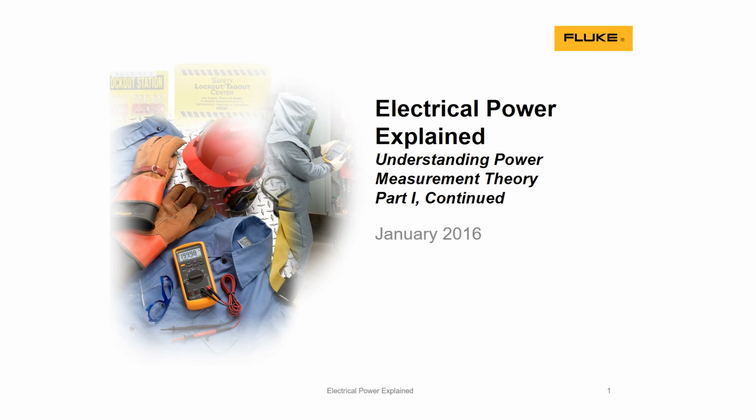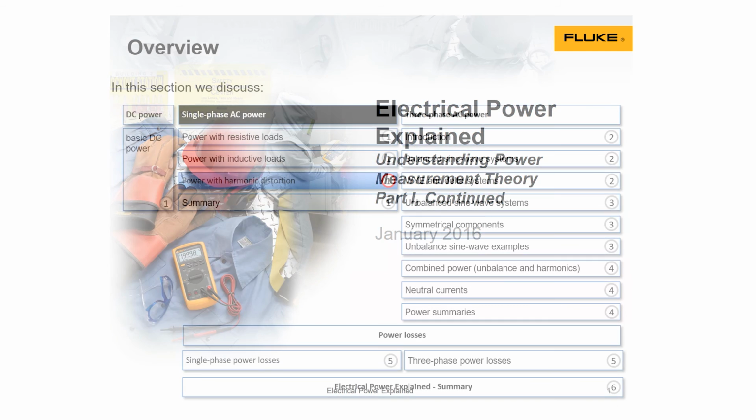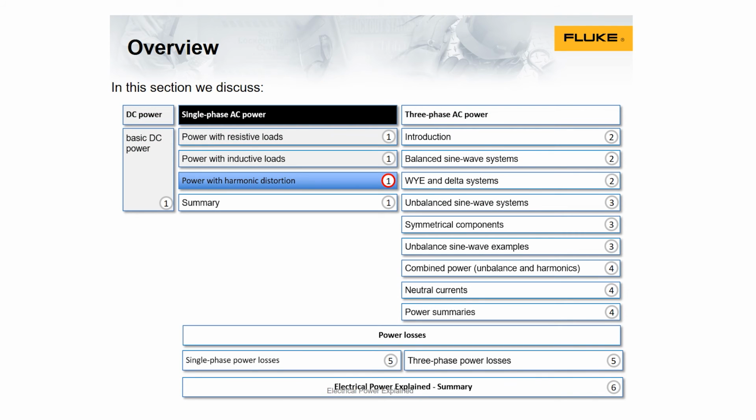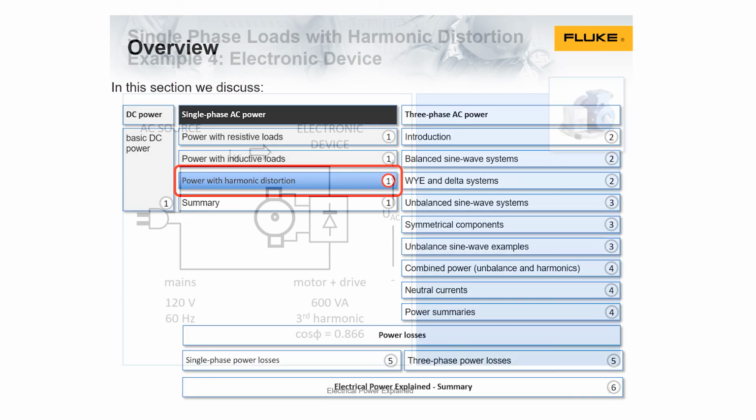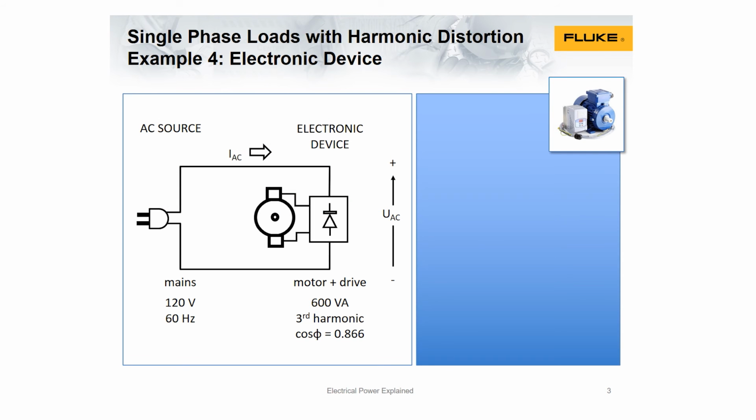Electrical Power Explained, Part 1. In this part, we will introduce distortion by harmonics, single-phase power with inductive loads, and harmonic distortion. So now we look at how harmonics added to inductive loads affect P, Q, S, and power factor.